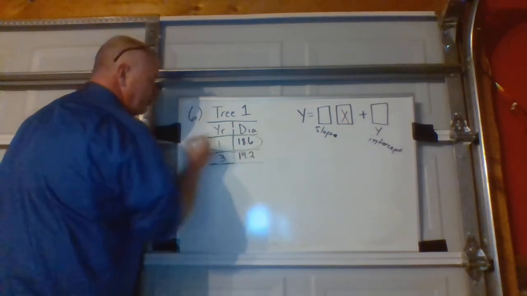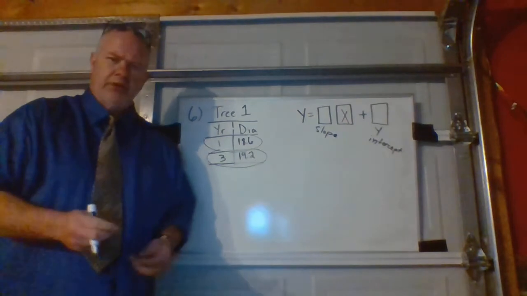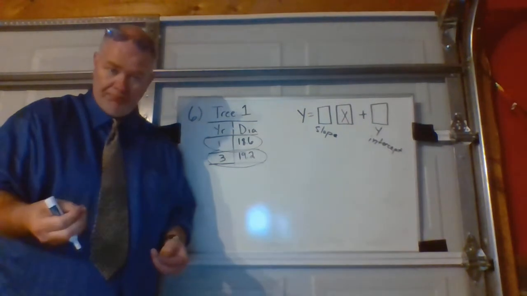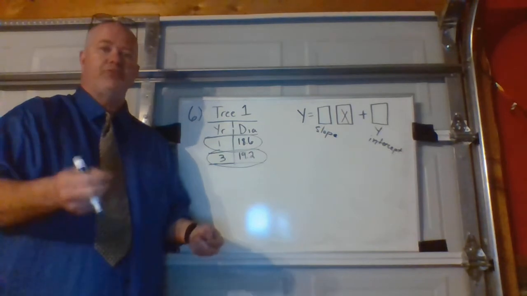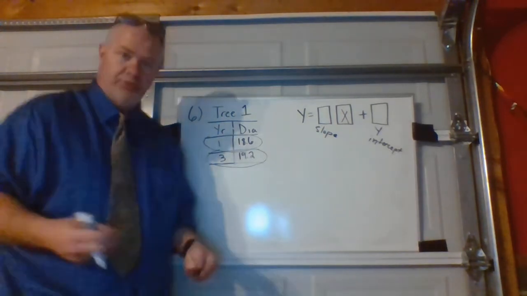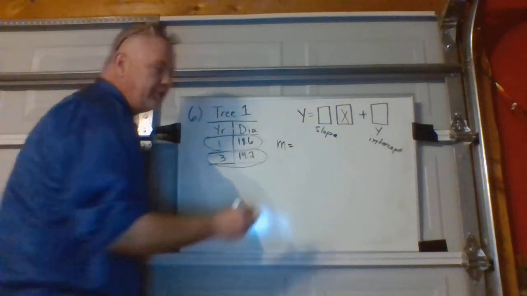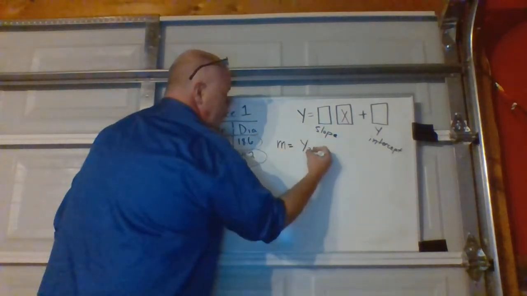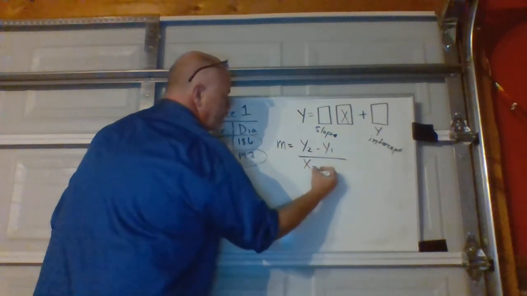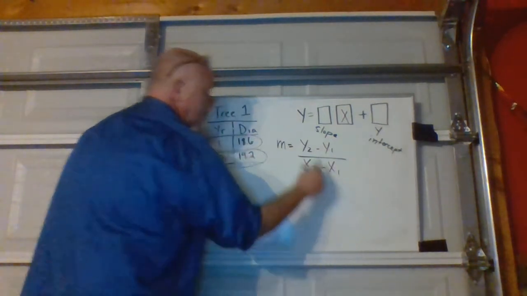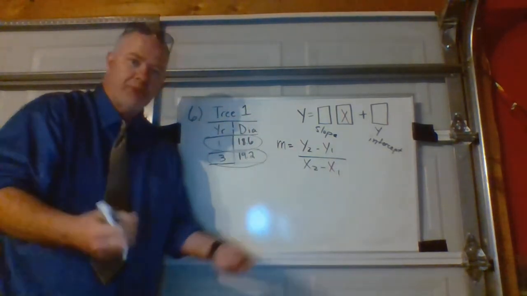This will be our first point. This will be our second point. So what we're going to do is we're going to find the slope. You do not need to memorize this. This equation is given to you on the formula sheet. And it states m, or slope, equals y2 minus y1 over x2 minus x1. So this is the formula that we're going to use. We need to know which numbers to use.